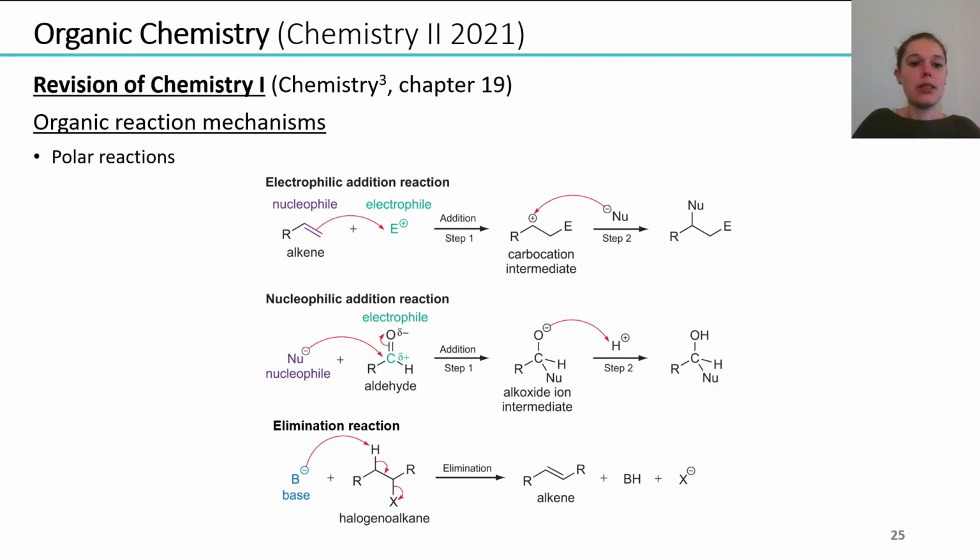And here, if you directly compare the addition reaction with the elimination reaction, you can see that the addition reaction is a two-step reaction mechanism, whereas the elimination reaction is a concerted one-step reaction mechanism.